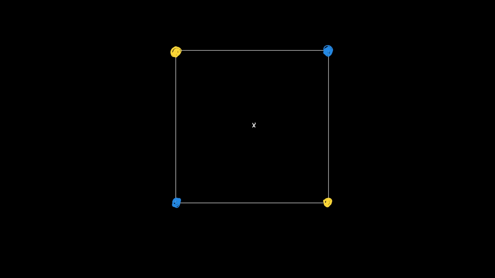So although in this configuration, the electric field is 0 and the electric potential is 0, is there any way to shift these particles around so that you can create an electric potential at the center? Go ahead. So I switch one of the yellow and blue ones.